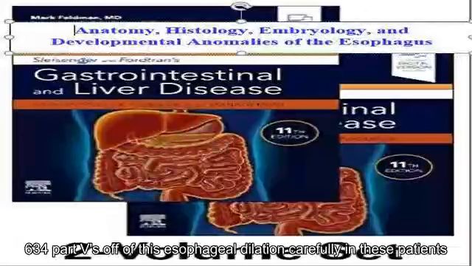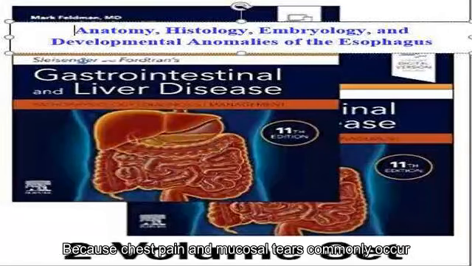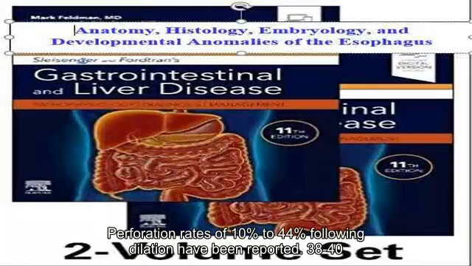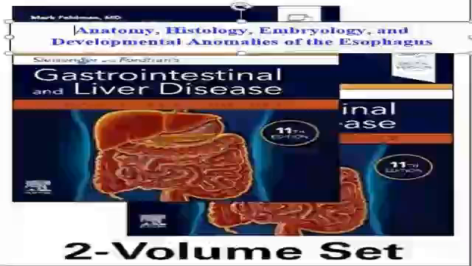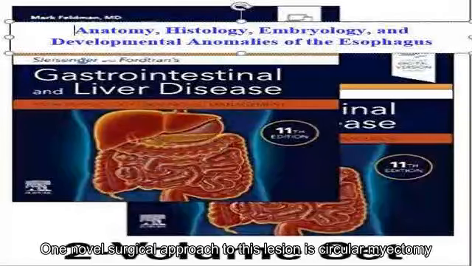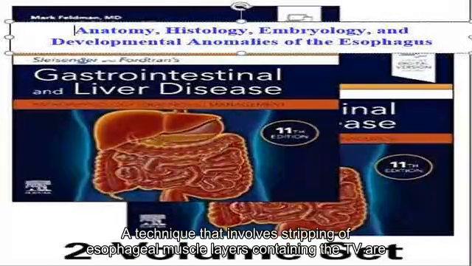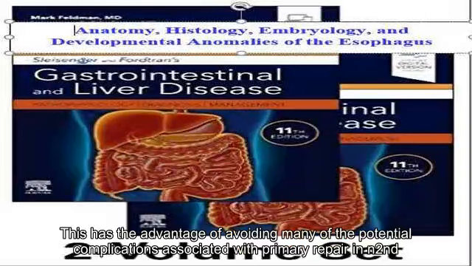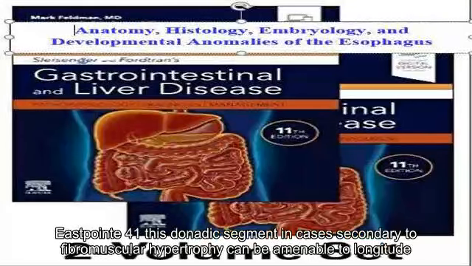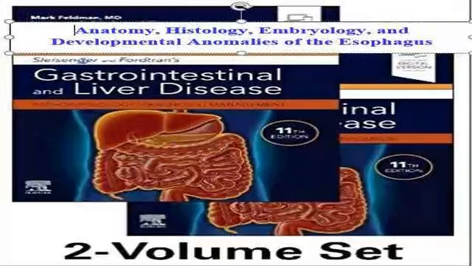Esophageal dilation carefully in these patients, because chest pain and mucosal tears commonly occur. Perforation rates of 10% to 44% following dilation have been reported. Problematic stenoses require surgical resection of the involved segment. One novel surgical approach to this lesion is circular myectomy, a technique that involves stripping of the esophageal muscle layers containing the TBRs, with preservation of the mucosal layer. This has the advantage of avoiding many of the potential complications associated with primary repair and end-to-end esophageal anastomosis. The stenotic segment in cases secondary to fibromuscular hypertrophy can be amenable to longitudinal myotomy.